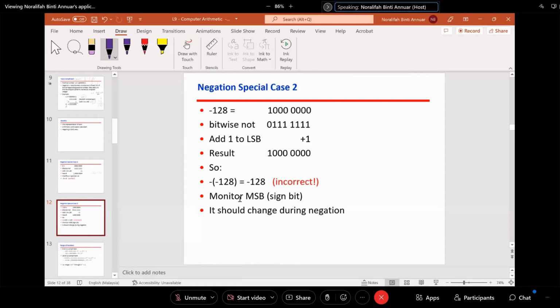Okay. So it should change during the negation. Okay, dekat sini, when they do the Boolean complement and adding one least significant bit, they're giving the wrong result. So that is incorrect. So dia kena 1, kosong jugalah. Ini adalah special case yang komputer akan ignore. When they get this value, they will return this value. Okay, it should change during negation. Dia kena sama sepatutnya. Okay.